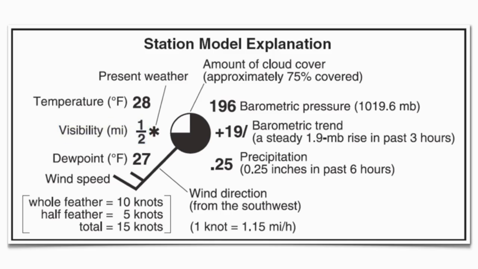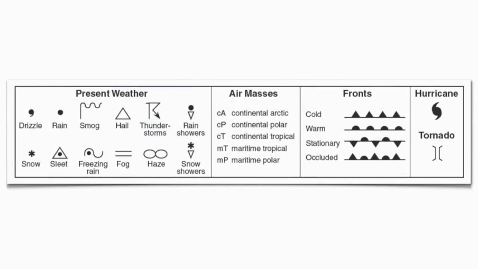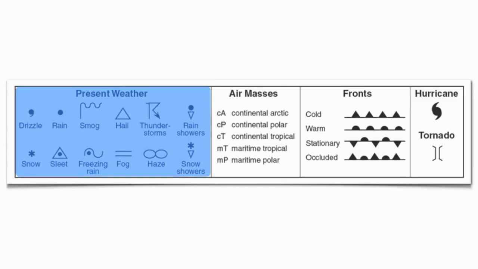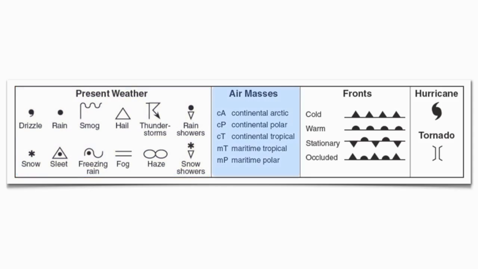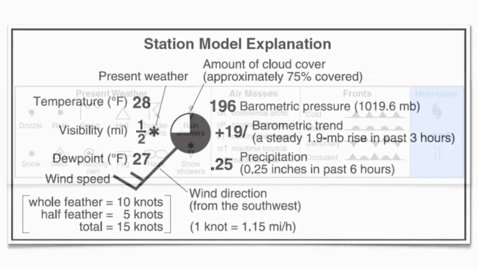Next to that is going to be your present weather. Now your present weather is always going to be a symbol, and those symbols can be found at the bottom of page 13, all your present weather symbols there. Okay, what's also in that section are going to be all your different types of air masses: continental Arctic, continental polar, continental tropical, maritime tropical, and then maritime polar. It's all your different air masses, and they come from different source regions. Then you have your different fronts: cold, warm, stationary, and occluded, and then your hurricanes and tornado symbols as well. So a lot of information at the bottom there, but for the station models, present weather is the one you're going to really want to focus on.